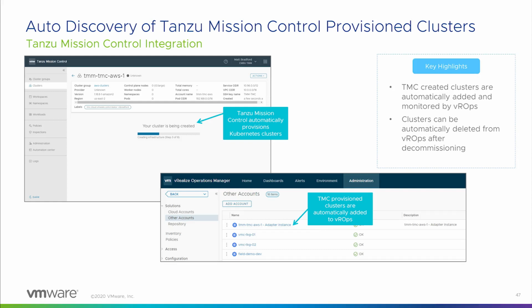Now, one thing that I should call out is that Tanzu Mission Control recently added the ability to deploy Tanzu clusters on top of vSphere, and that's not supported with the management pack for Kubernetes version 1.5.1, but I would expect to see that in the very near future. And with that, let's log into vRealize Operations for a quick demonstration.